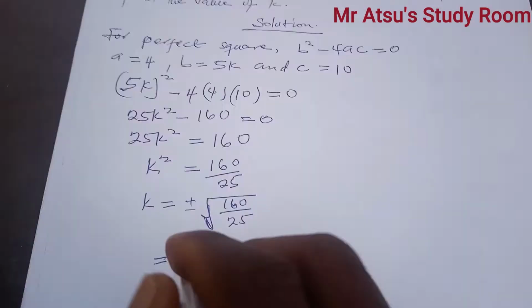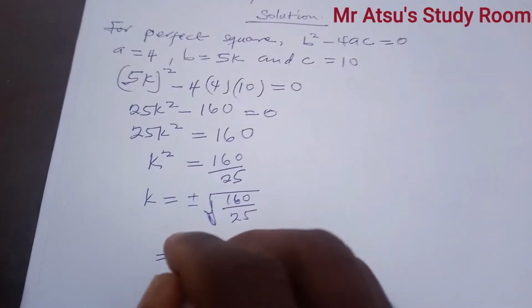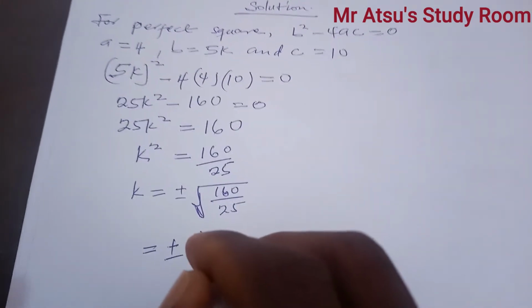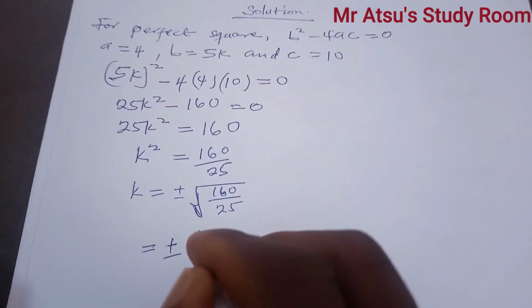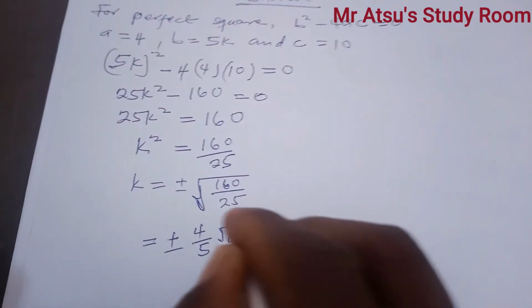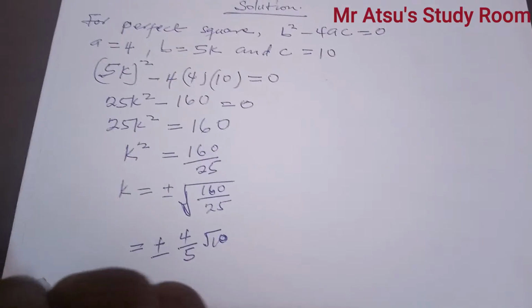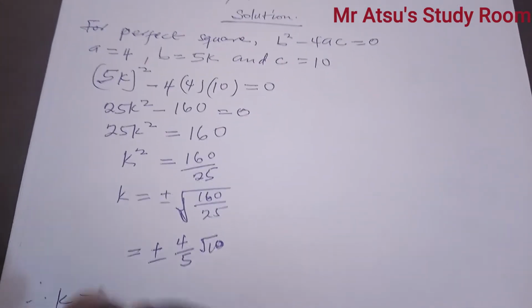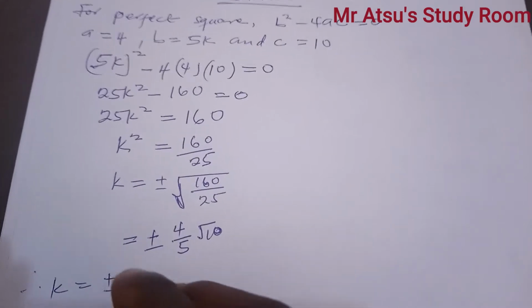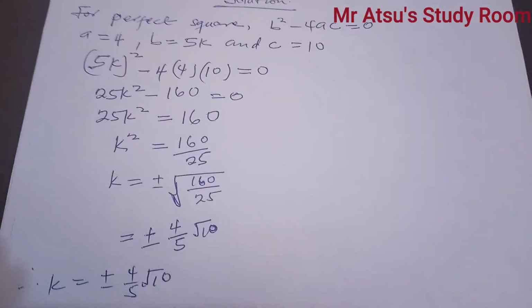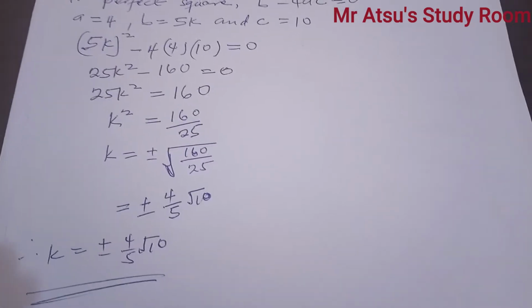This will give us plus or minus 4 over 5 root 10. Therefore, k equals plus or minus 4 over 5 root 10. And that is our answer.